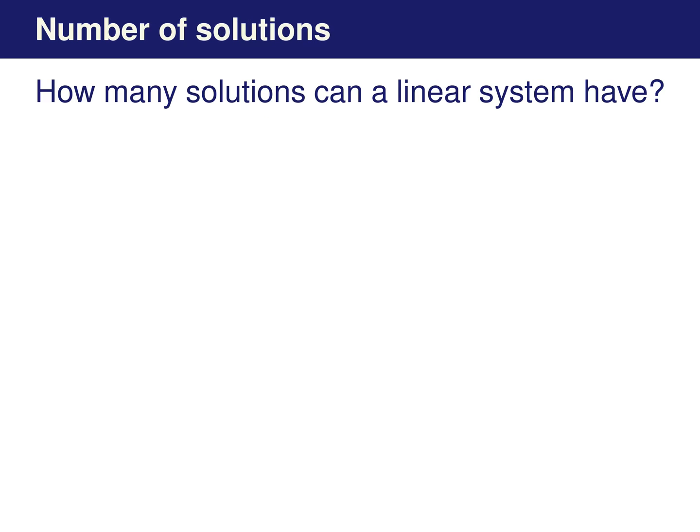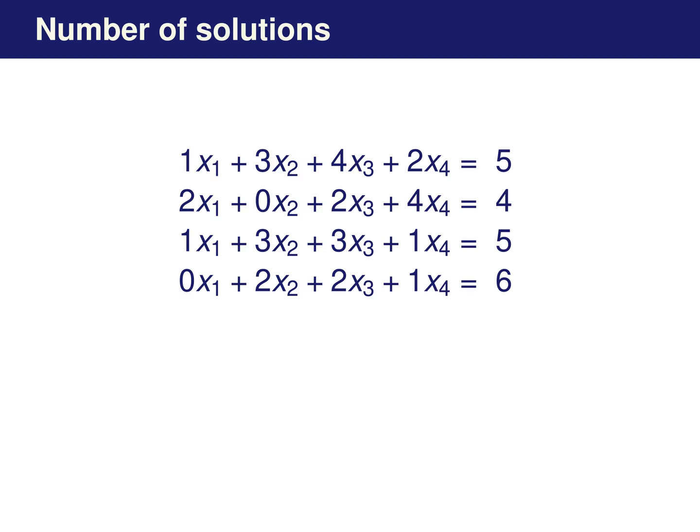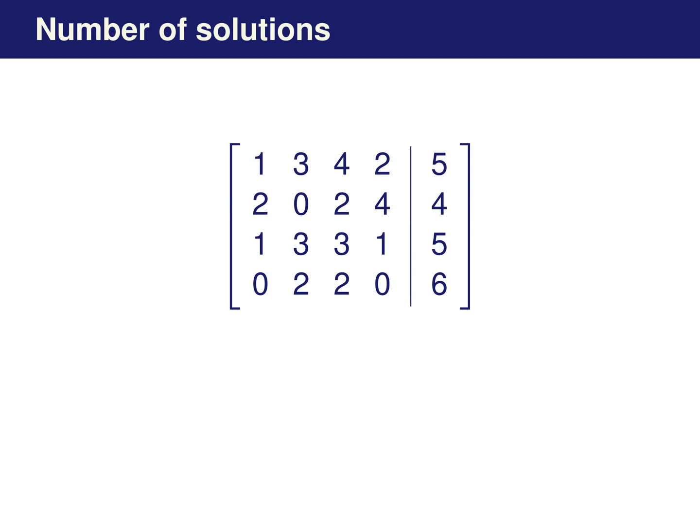We just solved a linear system with a unique solution. In general, how many solutions can a linear system have? A linear system can have 0, 1, or infinitely many solutions. Consider this linear system. To find the solution we use Gaussian elimination. First, we write the system as an augmented matrix. Now, we perform forward elimination to get the row echelon form. I'll skip the tedious details.